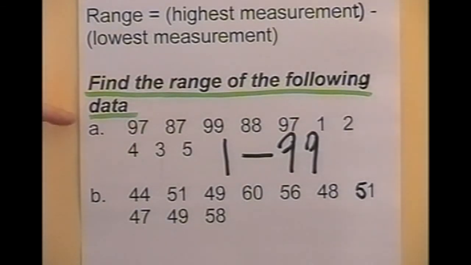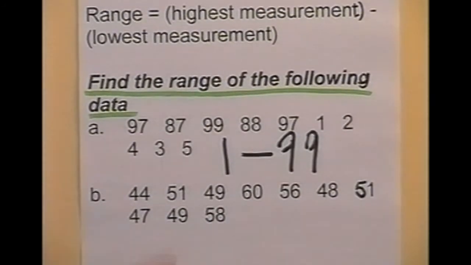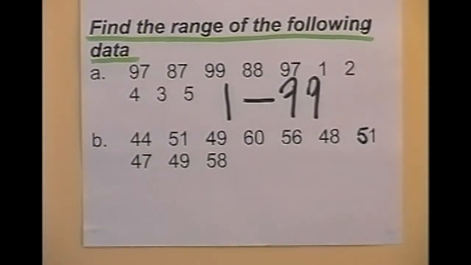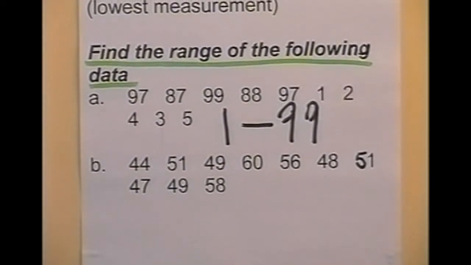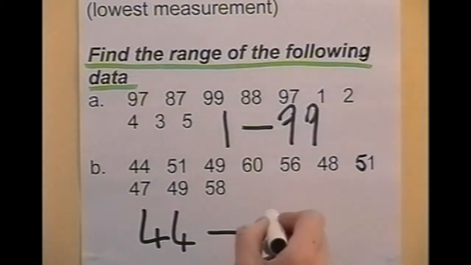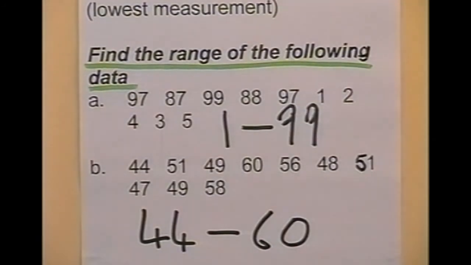Right, find the range of the following data. There's another question here. What is the range of this data? Well, the lowest number I can see there is 44. And the highest number I can see there is 60. So this data ranges from 44 to 60. So the range is an aspect of data dispersal, and the range simply describes the area that the data covers or ranges over.